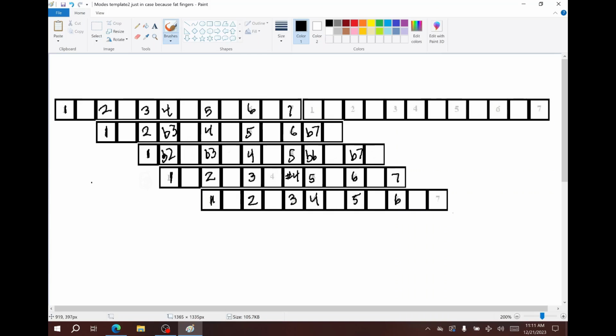Very similar to the major scale, but with one difference. Here's the next note down here. It is now a flat 7. So this is exactly like the major scale, but with a flat 7 or a dominant 7, however you want to look at it. And there we go.